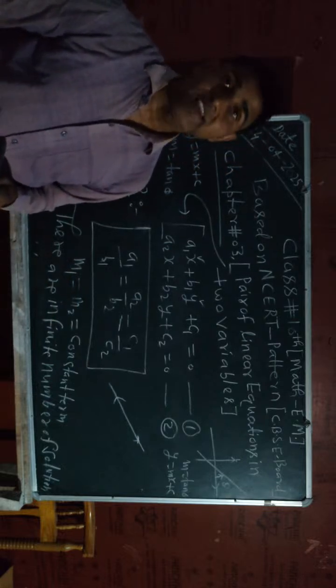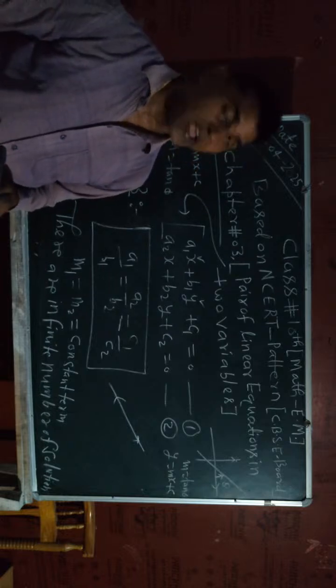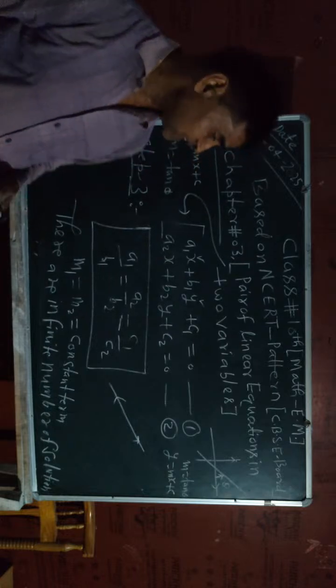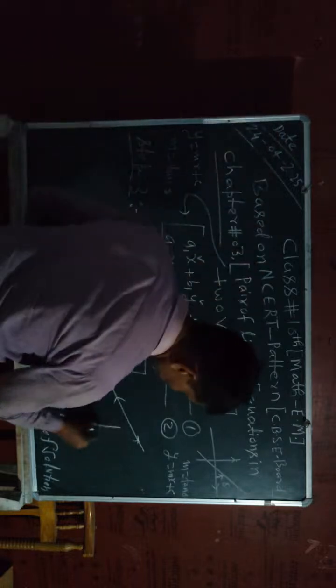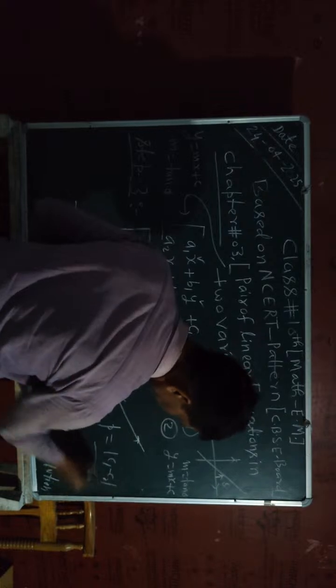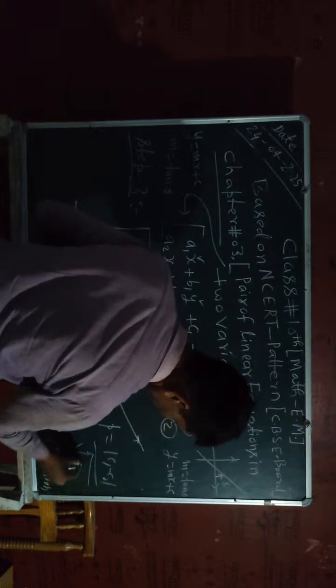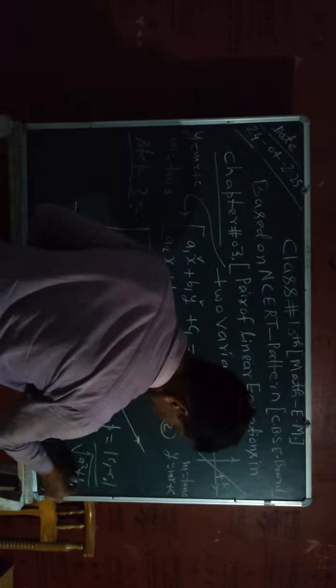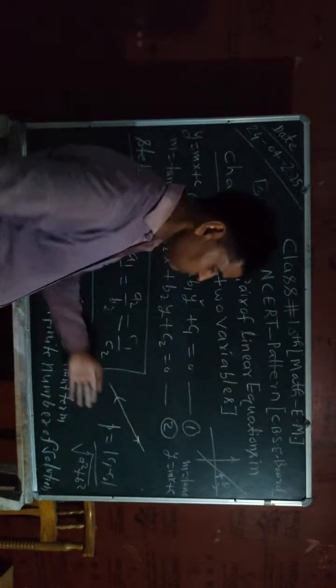That question is: find the distance between these two parallel lines. So I will use the formula for the perpendicular distance, p, which is equal to the magnitude of c1 minus c2 divided by the square root of a square plus b square. This is the general concept.